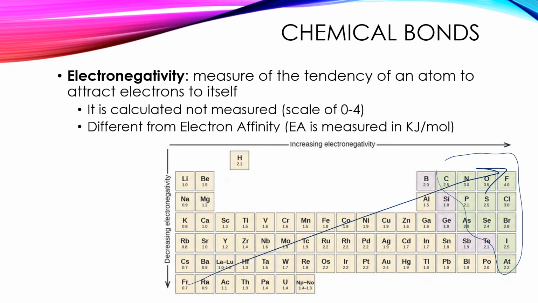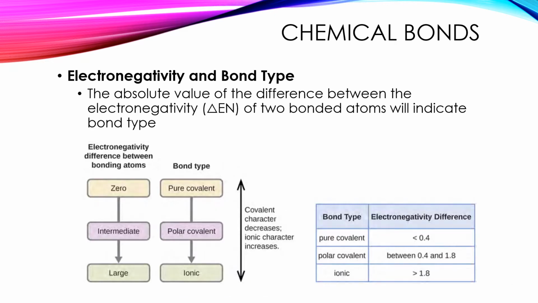Electronegativity is a calculated thing. It's not measured. And it's given a value between 0 and 4. And we're going to use electronegativity to get us into the concept of bonding and why different types of bonds are formed. The difference in electronegativity between two atoms is going to determine what type of bond forms between those two atoms.